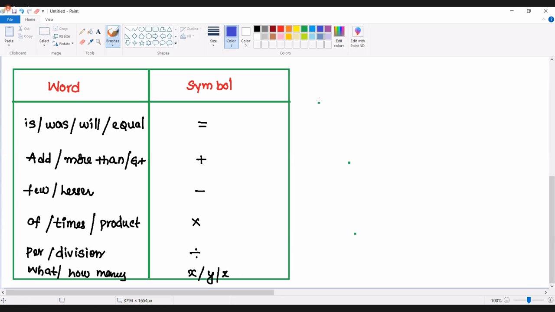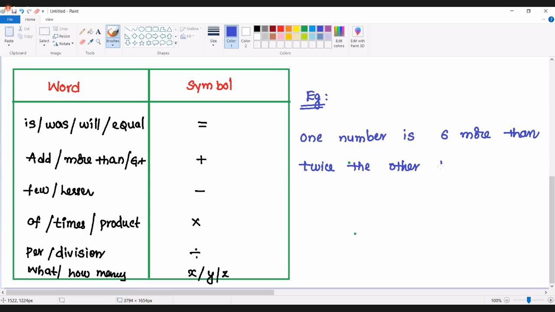Let me take an example here so that you will get clarity. For example, if you have a question projected in this way, just for getting clarity, what is algebraic translation? One number is 6 more than twice the other number.